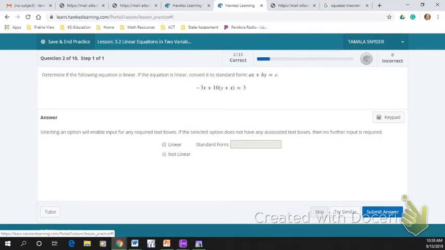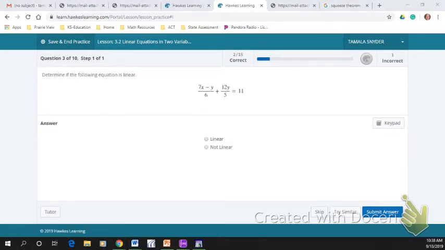What do you think, linear or not linear? I'm not going to work this one out because I want to get to a couple other problems. Why would you say that? You can't multiply by... It's linear. Actually, let's do that one real quick. It won't take us too long.